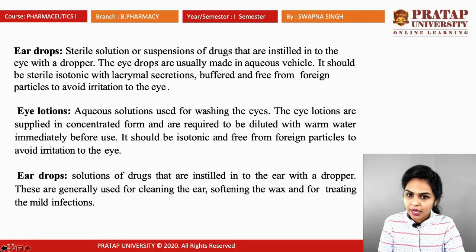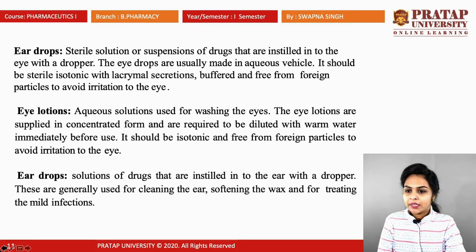Eye lotions are aqueous solutions used for washing the eyes, and they are supplied in concentrated form and are required to be diluted with warm water immediately before use. So they should be isotonic and free from microorganisms and foreign particles to avoid irritation to the eyes.